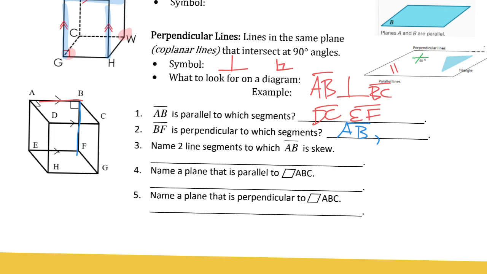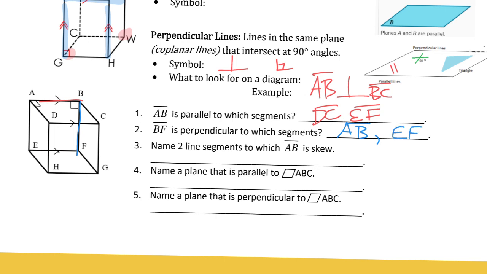The perpendicular transversal theorem: in a plane, if a transversal is perpendicular to one of two parallel lines, then it will be perpendicular to the other one. You can gather that that's true. If you've got lines that are parallel, and there's a line that's perpendicular to one, it's going to be perpendicular to the other. So that is going to be the other answer, and that's going to be EF.